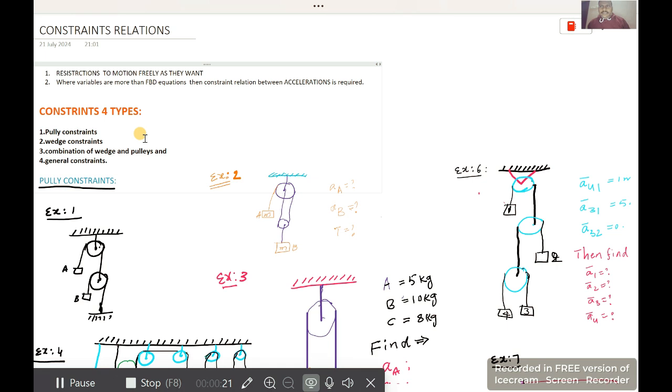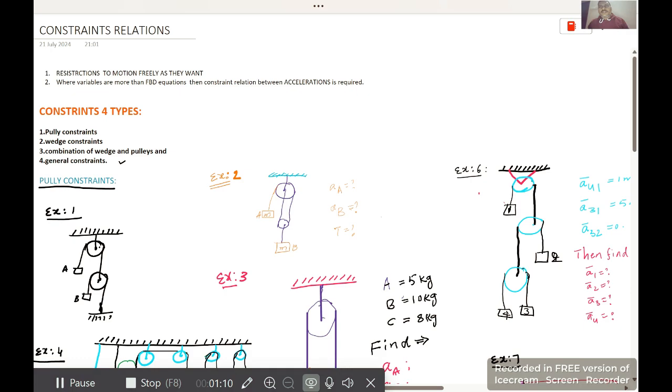Maximum constraint relation problems are there, and this is a major topic related to friction, work power energy, and rotatory motion. In all those chapters, these basics are important. That's why we'll study constraint equations. Constraint equations are of four types: general constraints, pulley constraints, wedge constraints, and a combination of wedge and pulleys. First, the easy topic, general constraints, I'll explain.